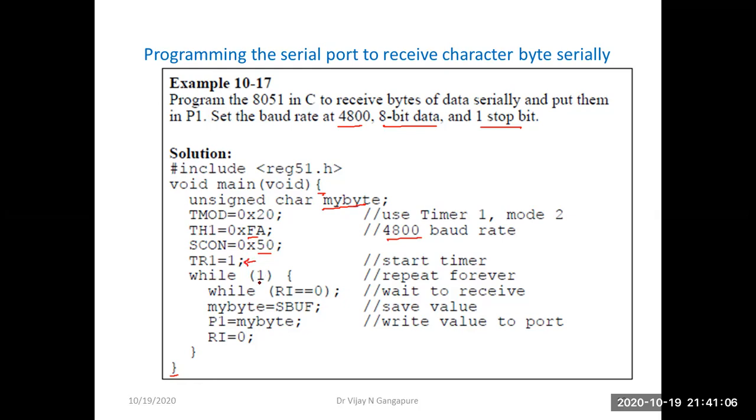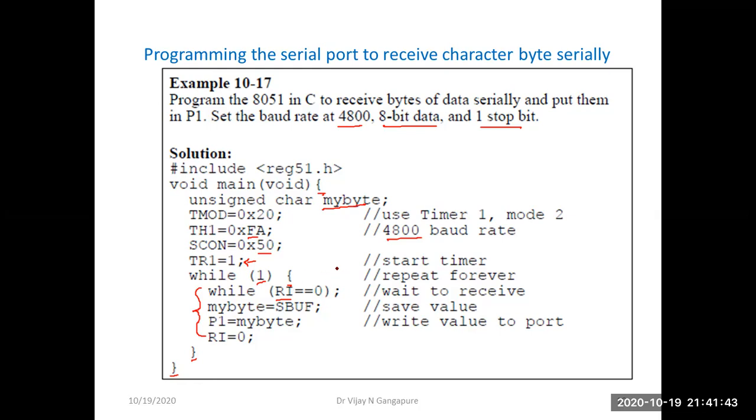And this while loop is infinite, because the condition for continuation of loop is 1, means always true. So the statements in the loop, between the opening and closing brace of this while loop, will be executed repeatedly. Now see here what is written. While RI is equal to 0, means we are monitoring the RI flag bit. We are waiting for a character byte to be received serially via RxD pin of 8051.